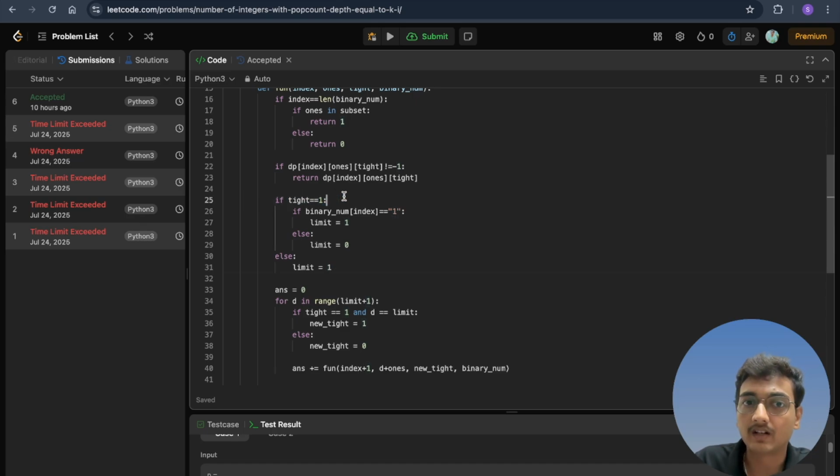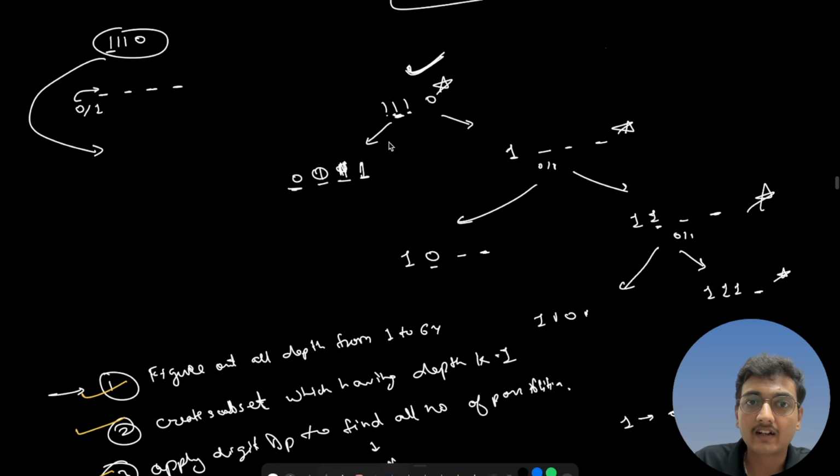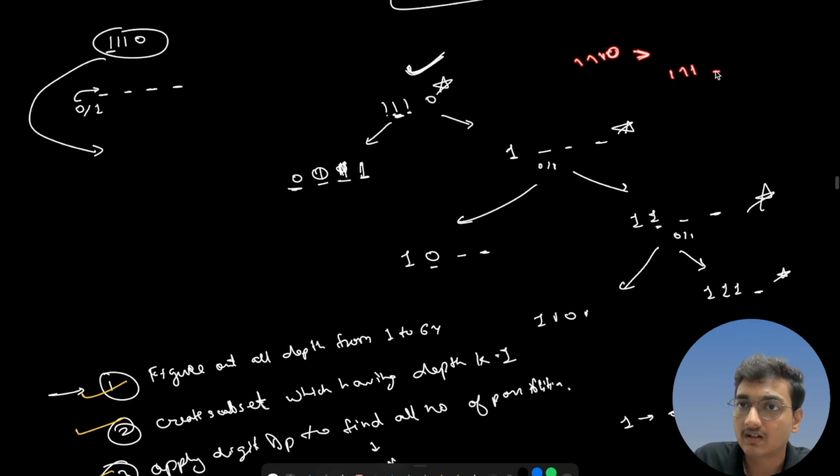If my tight is 1, then what am I checking? Let's say here I was having 1, and here I was having 0. So for this I was having 1, 1, 1, and 0. Let's say these bits are set, 1, 1, 1, and I'm still in tight position. Can I use 1 here? No, I can't, because if I use 1 here, it will be greater than this 1, 1, 0. So my limit is 0 only here, right?